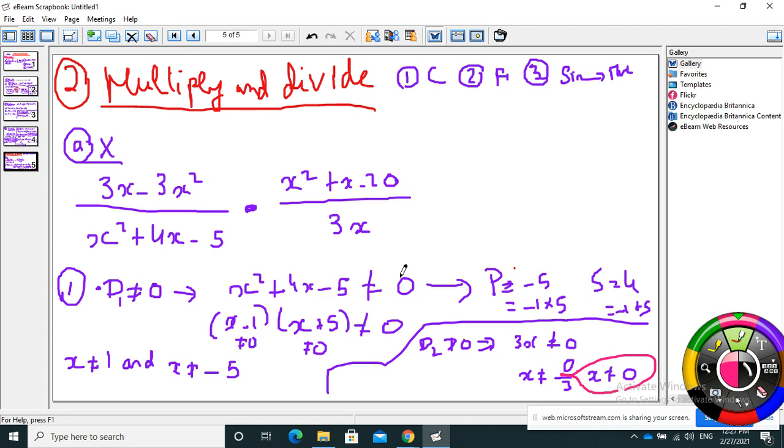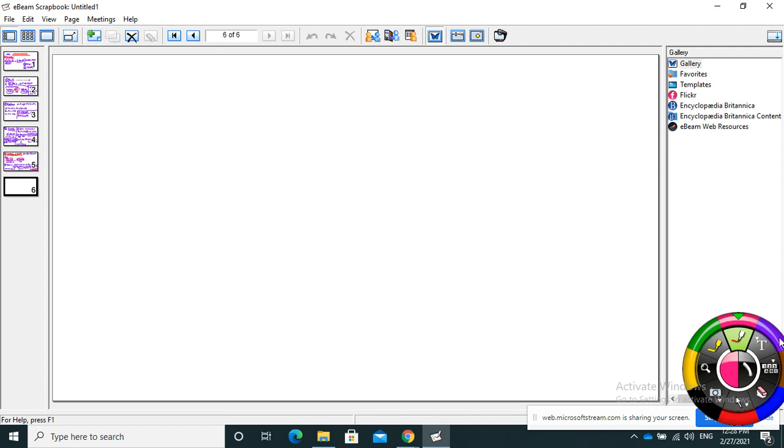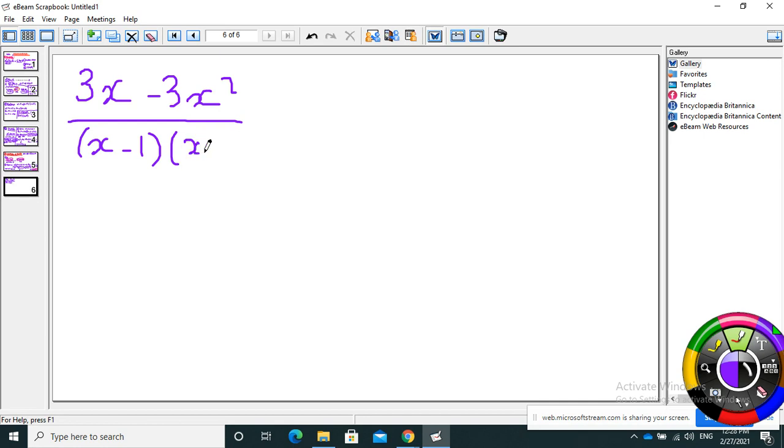Second step, I go to factorize. I still have to factorize this one and this one to be able to simplify. So I will go back. This one I already factorized, so I write it as it is. I will rewrite it again here. So my expression now is like this. I didn't touch the numerators yet. 3x minus 3x squared over, already factorized, x minus 1 times x plus 5. Then times x squared plus x minus 20 over 3x, meaning 3 times x, so it's already factorized. So I know I still need to factorize those two.